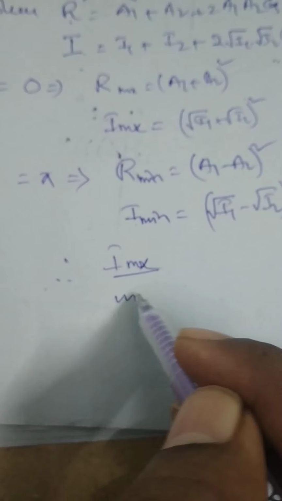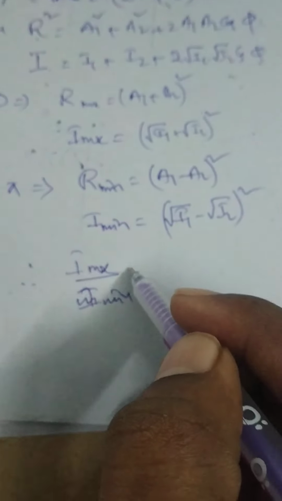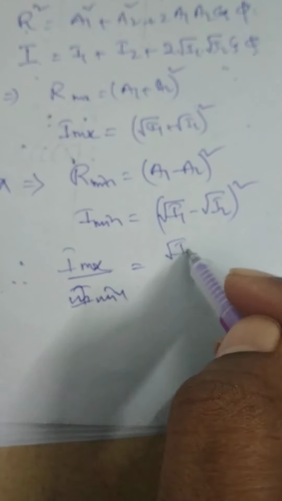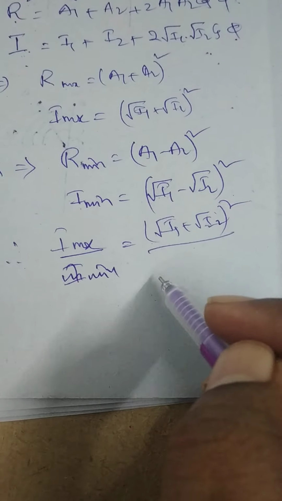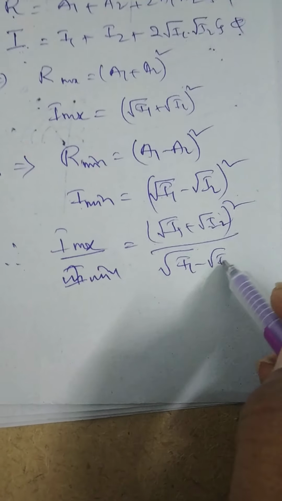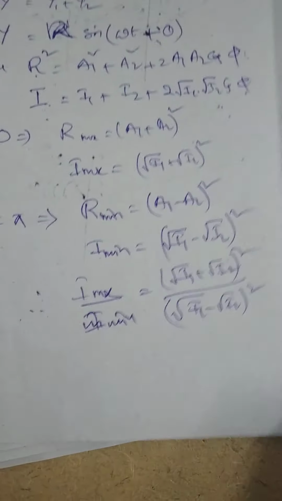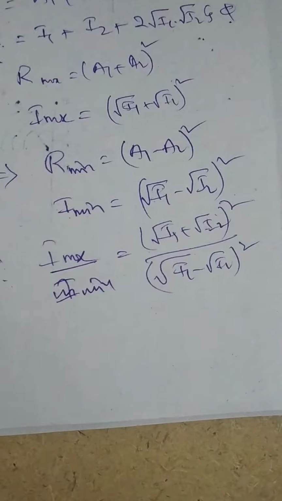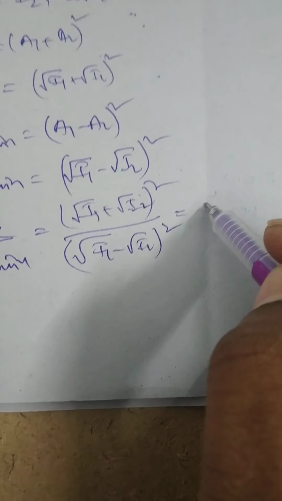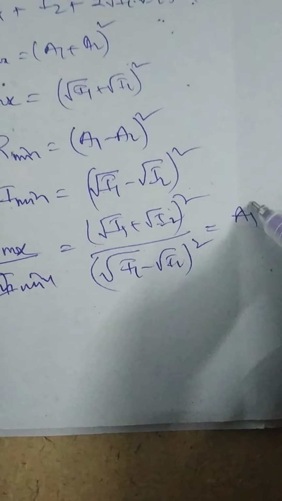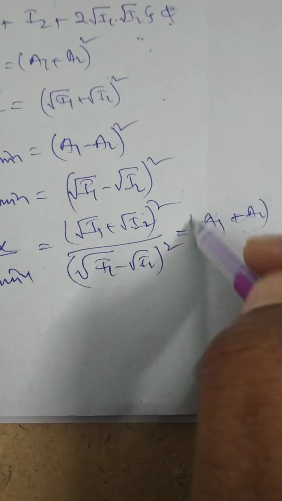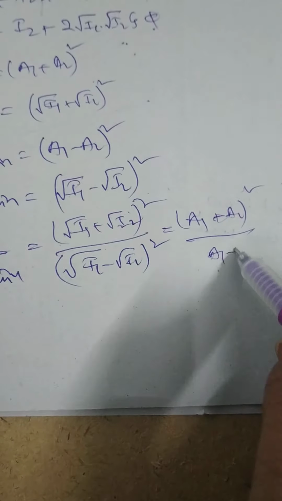Now in this case, the ratio between maximum intensity to minimum intensity, I maximum by I minimum, is equal to root I1 plus root I2 whole square by root I1 minus root I2 whole square. So the same I maximum to I minimum can be written in terms of amplitudes also, and this is equal to a1 plus a2 whole square by a1 minus a2 whole square.